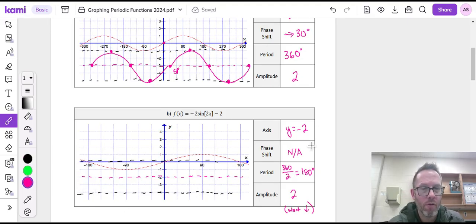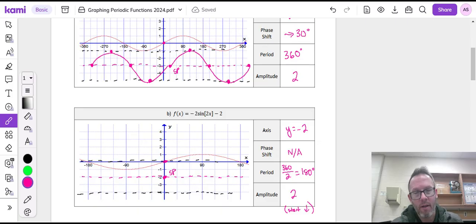Step 3, where's our starting point? Normally we start at 0, 0. Where does this one start? Well, things have been moved down 2 and not right or left because there's no phase shift. So our starting point now, instead of being at 0, 0, will be here at 0, minus 2. I'll label that with an SP. That's my starting point.